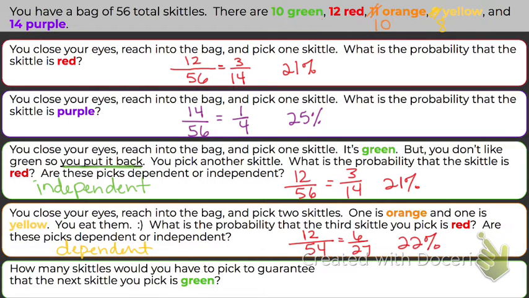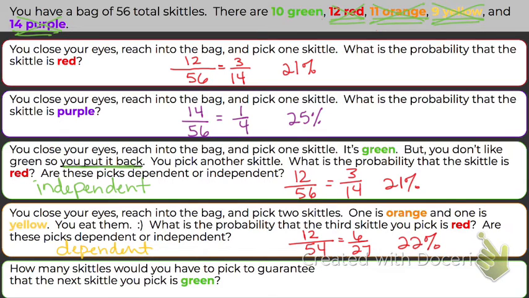Now, the last question is saying, how many Skittles would you have to pick to guarantee that the next Skittle you pick is going to be green? Okay, so there has to be no chance that we're going to get a red. So those 12 red have to be out of the bag. These 11 orange need to be out of the bag. We have to have already picked these red, orange, yellow, and purple Skittles so that now the only color Skittle we can pick is a green.